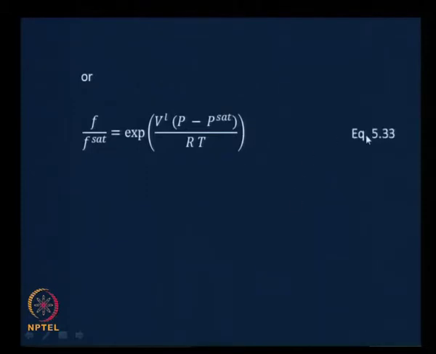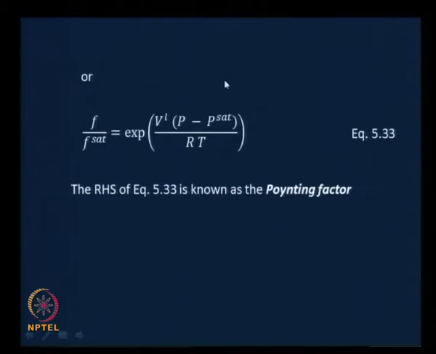Let us call this equation 533, and while we are doing all this, our main aim is to get at an estimate of the fugacity coefficient. Let us see how to go about doing that. The right hand side of this expression is actually called the Poynting factor. f by f sat equals this exponential of V^L into P minus P sat by RT, this is the Poynting factor.